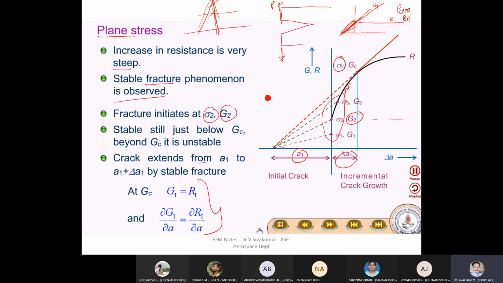Why do I need GC? Somebody has to design against fracture. They need a particular GC because the particular G which they are getting should be less than this value. Then only they will not get the crack in that particular material. So I should give the world the GC value for my material.